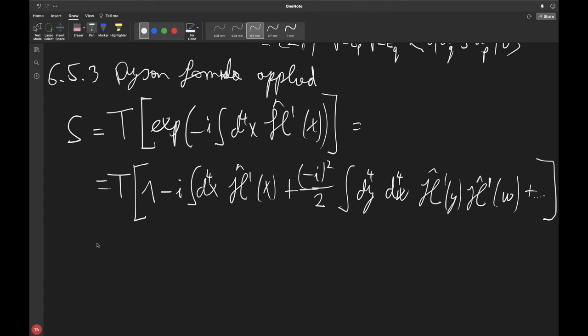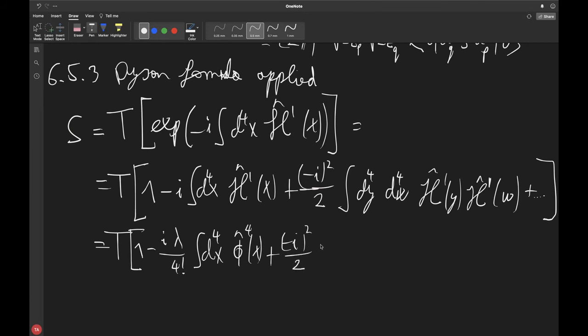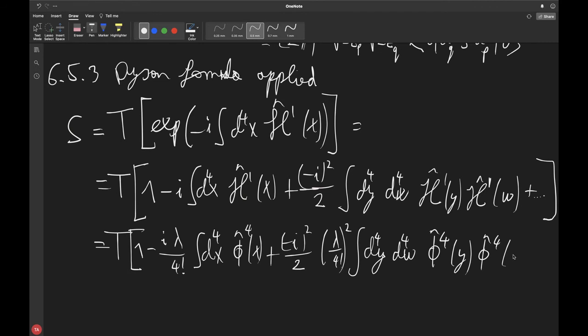So if I plug that in, I still have the time ordering of 1 minus iλ/4! times the integral, the 4-dimensional integral of this phi field to the 4th power, plus (−i)²/2 times (λ/4!)² times the integral over y and w of the phi to the 4th operator at y and phi to the 4th of w, and so on in other terms.